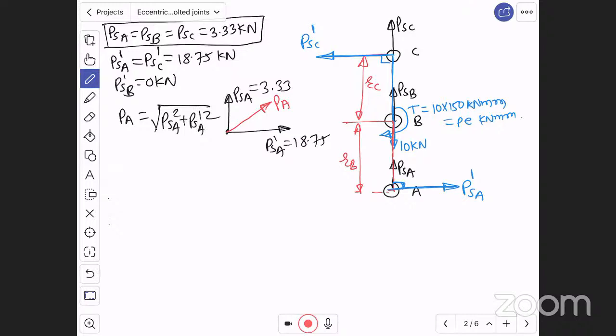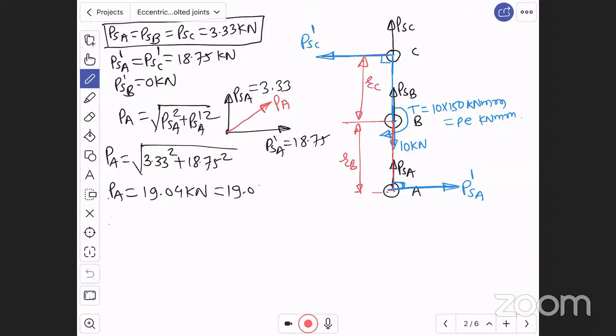This is the resultant of mutually perpendicular forces, right? Therefore PA, the resultant load on A, is equal to under root of 3.33 square plus 18.75 square. And if I solve this, the resultant load on bolt A will be equal to 19.04 kilonewton, which is nothing but 19.04 into 10 to the power 3 Newton. This will be in Newton.